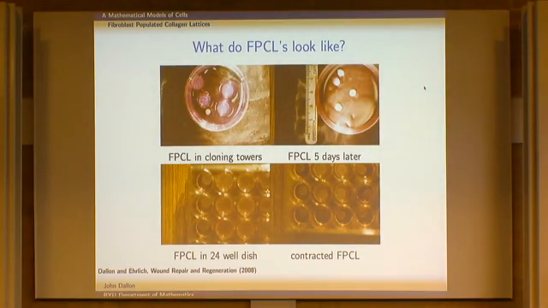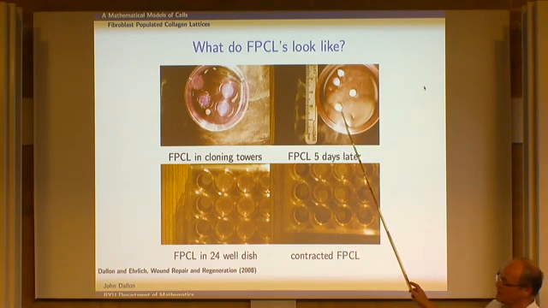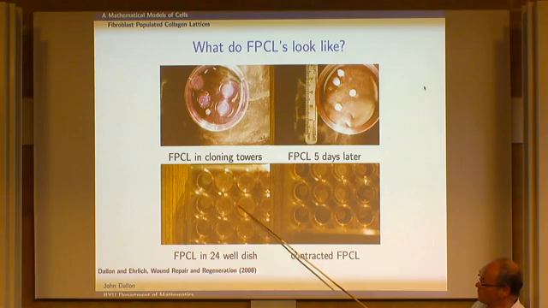Okay, so here's what they look like. These are in cloning towers, so these aren't usually done. These are very thick, and they turn into these little pellets. But this is typically what's done. You put them in a 24-well dish. It looks like this, and then several days later, it looks like this.